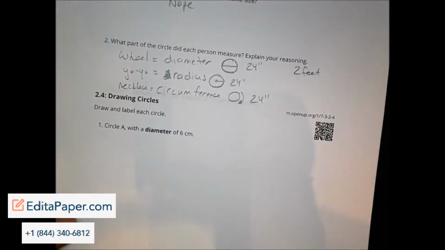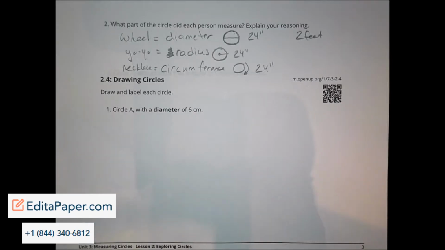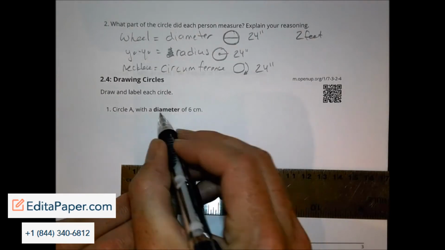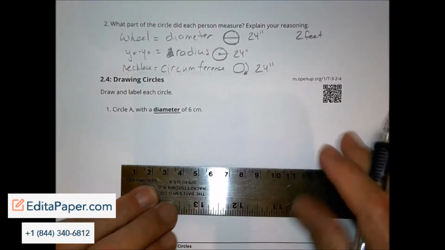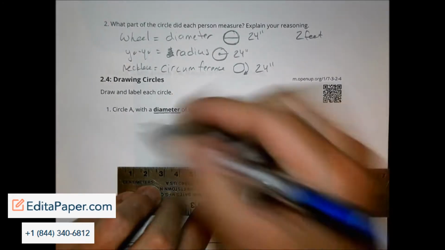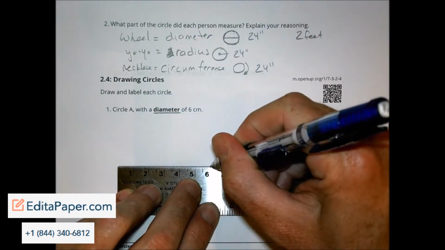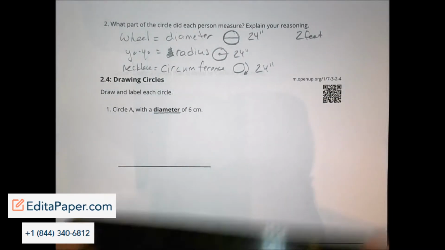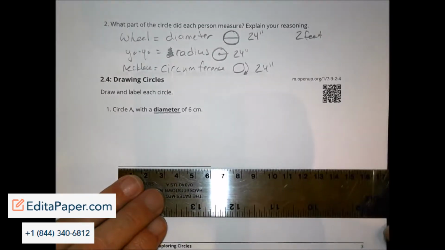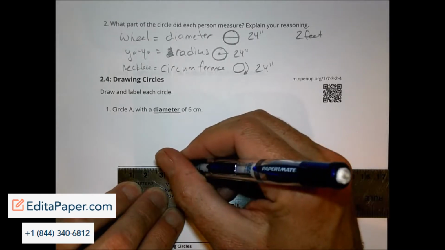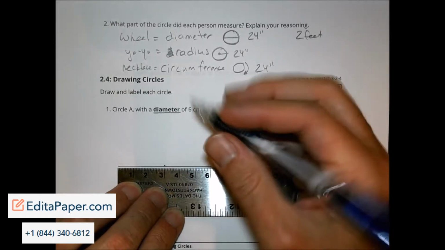Okay? So the next activity had you taking a ruler, and it said, let's make circle A with a diameter of 6 centimeters. So diameter, remember, was the distance across the circle. So if I take a point here, I'm going to go 0 out to 6. I know I need to be about that wide right there. The first thing I do, if you had a compass, it'd be easier to do, that's for sure. I didn't bring my compass home with me, so I'm going to put a point at the midpoint.